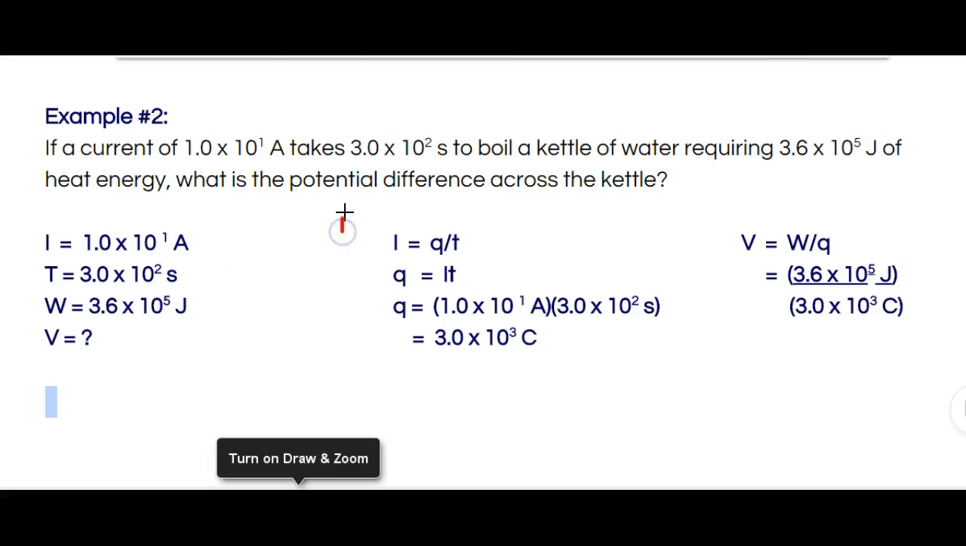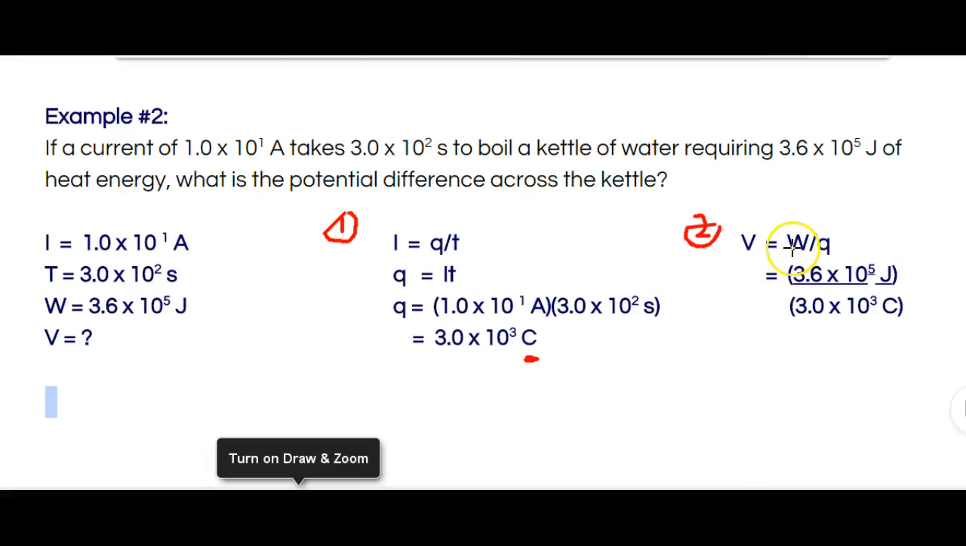So that was my first step: finding the charge by using my current and my time data. Solving for Q gives me 3,000 coulombs. Just remember again that you're including your units, so double check that you included that unit of coulombs for your charge. Now I'm going to utilize that in my second step to solve for my unknown, which is my electric potential difference.